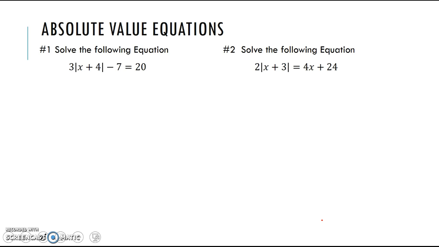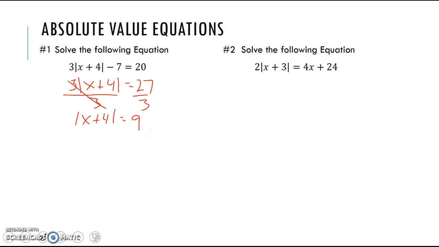See if you can just take a moment, pause the video, and if you remember how to solve these equations from Algebra 1. First of all, the first one, we did several of these when we were in Algebra 1, where we're just trying to isolate the absolute value part of the equation. So I could start by adding 7 to both sides, and I'd have 3 times the absolute value of x plus 4 is equal to, if I add 7 to both sides, 27. Then I'm going to get rid of the 3 by dividing both sides by 3. If I do that, I'll get the absolute value of x plus 4 is equal to 9.